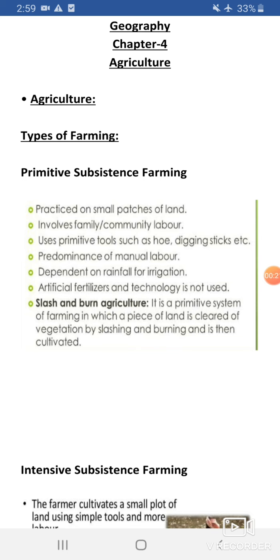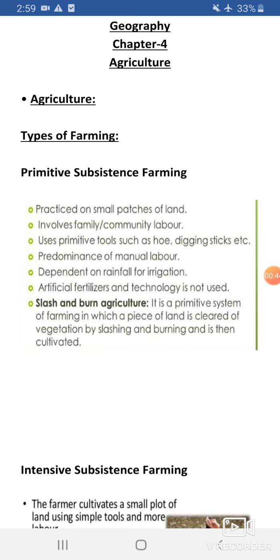Let's move on to the types of farming. There are four types of farming: primitive subsistence farming, intensive subsistence farming, commercial farming, and plantation farming.